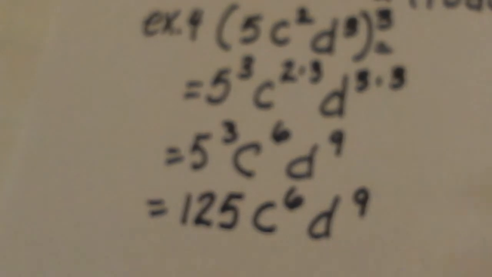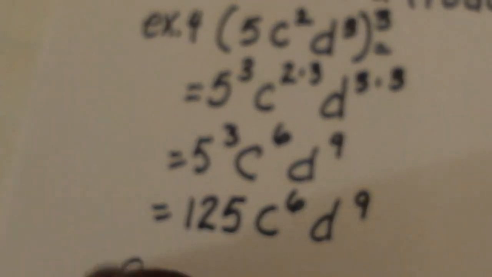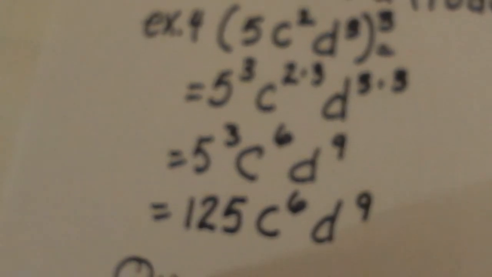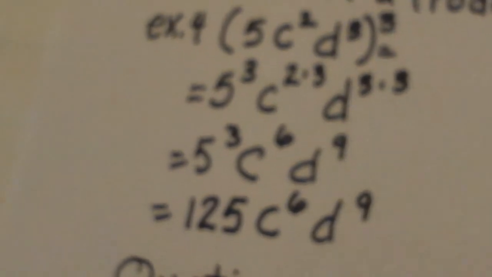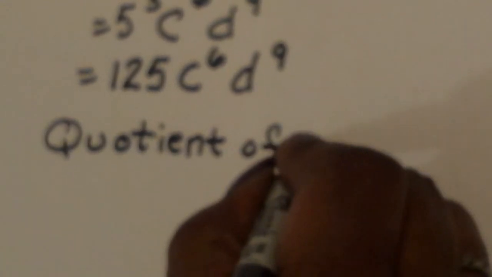The next thing I'm going to do is called the quotient of a power. It's quotient because it's going to be a fraction. You're going to be dividing. And the answer you get when you divide is called the quotient. So it's called the quotient of a power. Now, when you have a fraction that has exponents or powers, all you have to do is subtract.